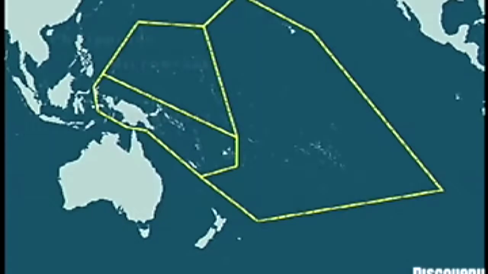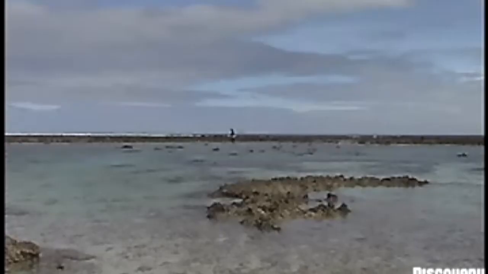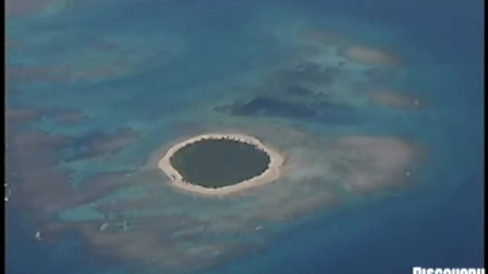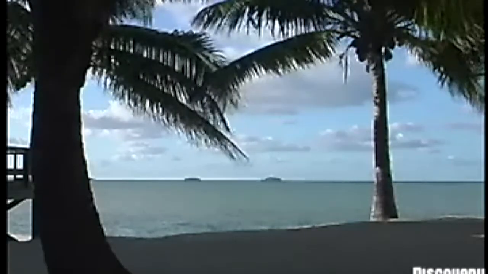Micro means small, and Micronesia is made up of about 2,000 tiny islands that lie north of Melanesia and east of the Philippines. Most Micronesian islands are made out of coral and do not rise very far above the sea. Few have significant resources other than some coconut trees and the sea life in the surrounding ocean.